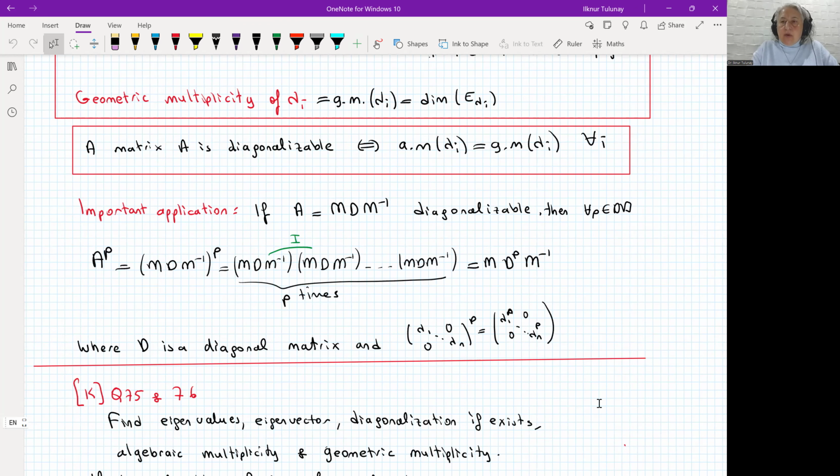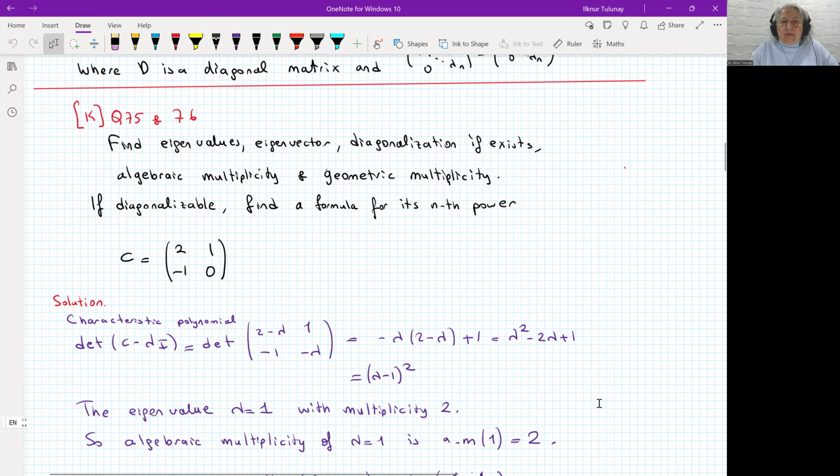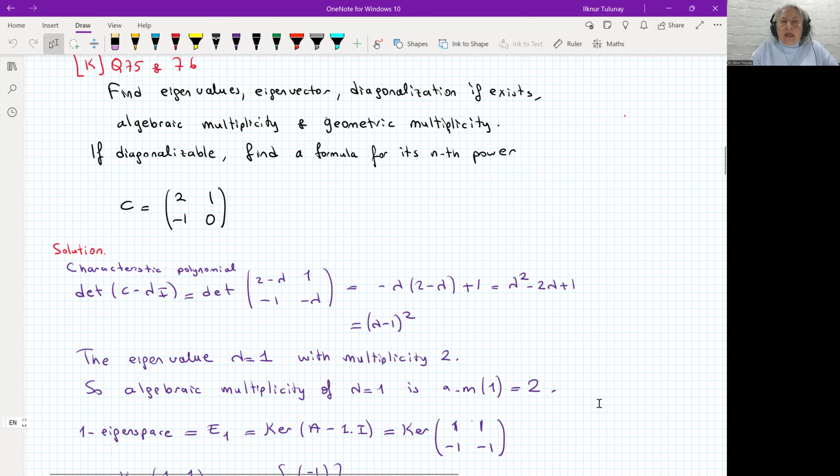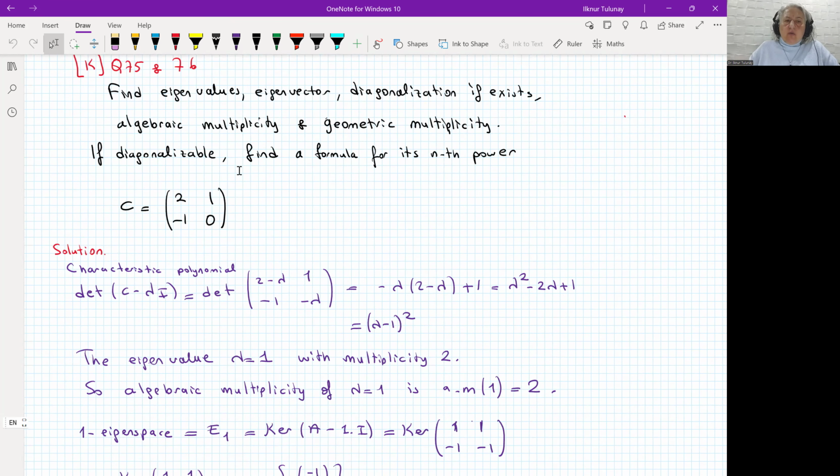Okay, let's do some examples about the eigenvalues and eigenvectors. Now, we have a bunch of matrices, and we would like to find the eigenvalues, eigenvectors, and whether it is diagonalizable. What is the algebraic multiplicity and geometric multiplicity? If it is diagonalizable, what is the p-th power of this matrix in terms of its diagonalized form? Okay, assume that we have this matrix C: 2, minus 1, 1, 0.